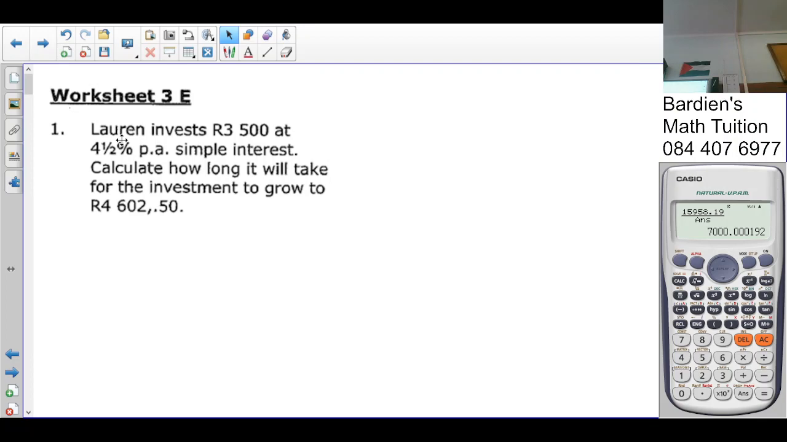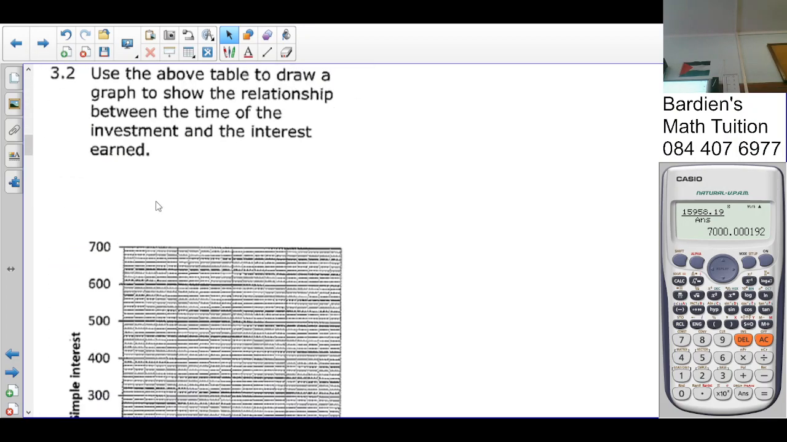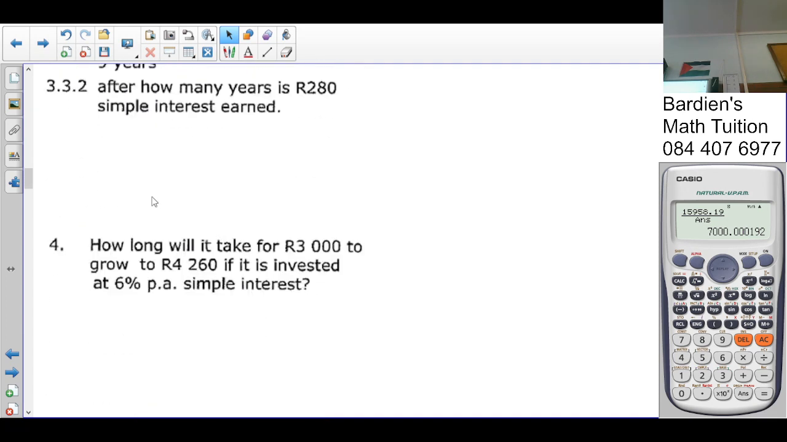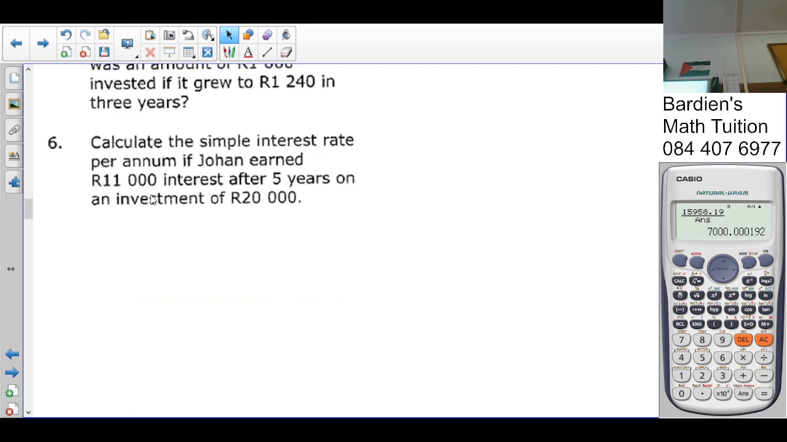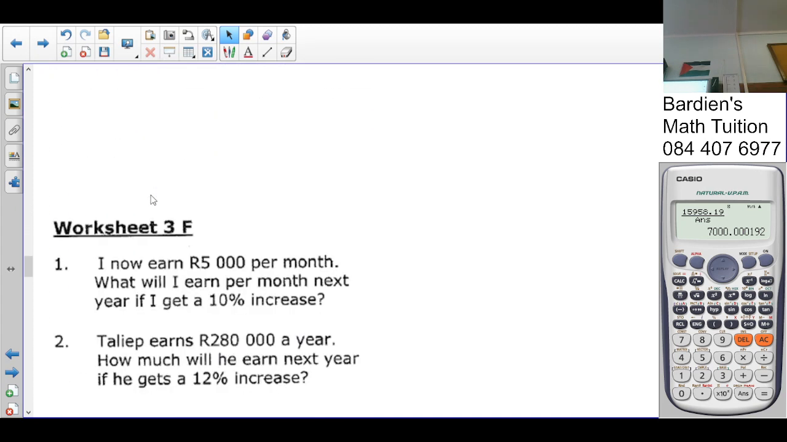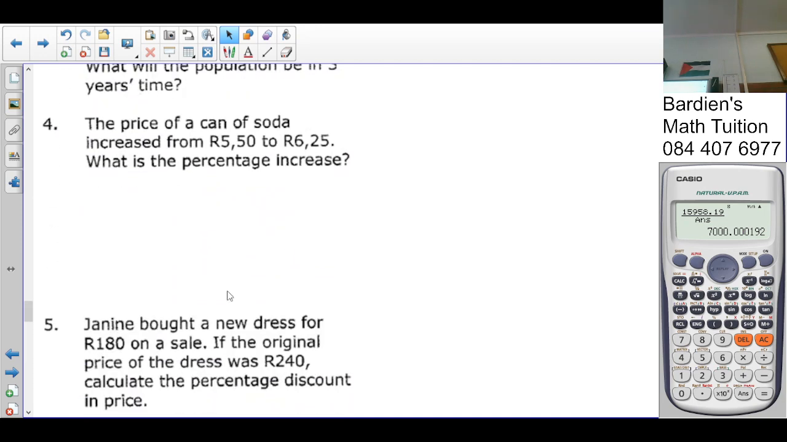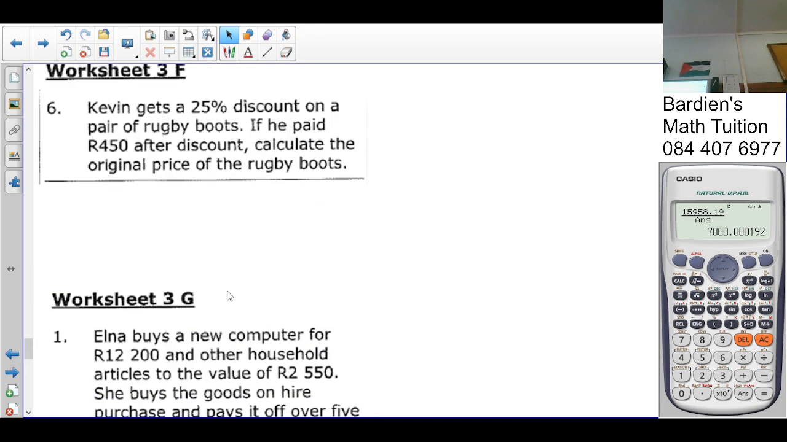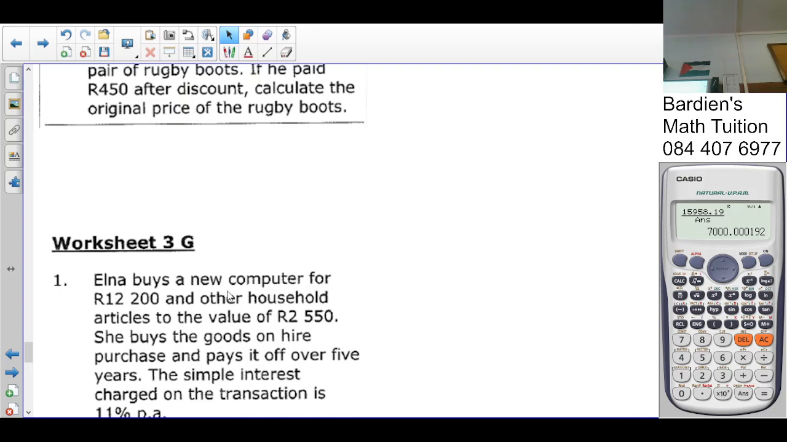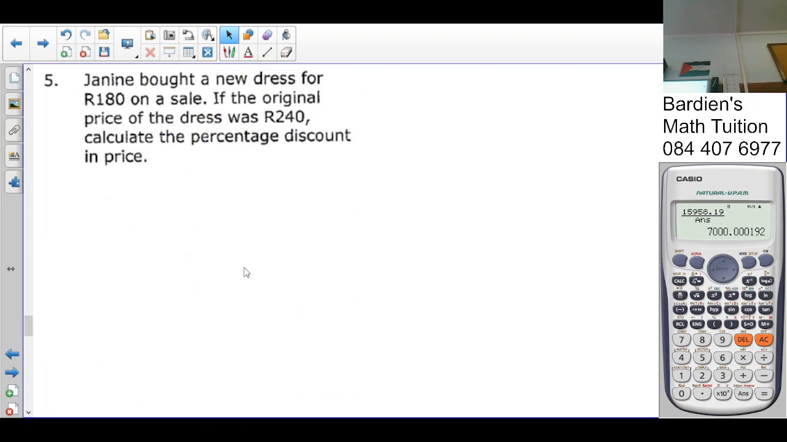So for tomorrow, I would like you guys to do 3E. And we're going to start working on it now. It's a nice graph. And there's 12F as well. Right, 12E and F. You guys can start with it now. Sorry, 12.